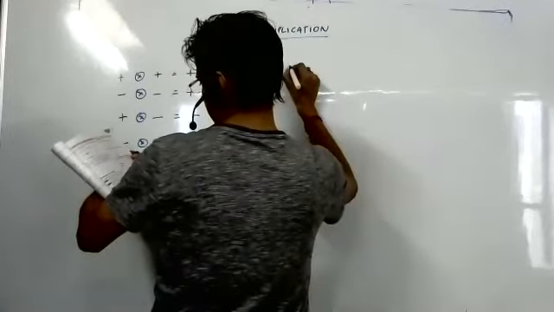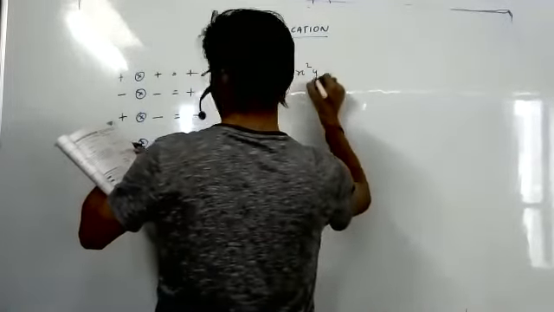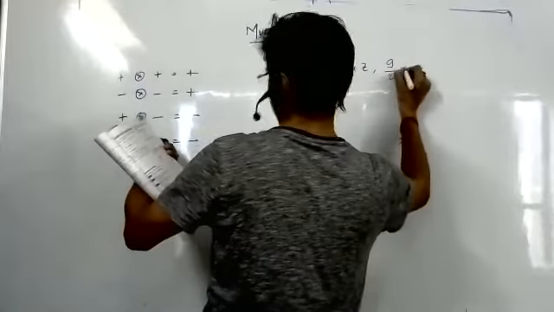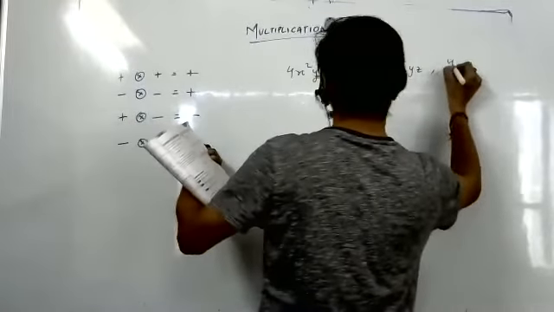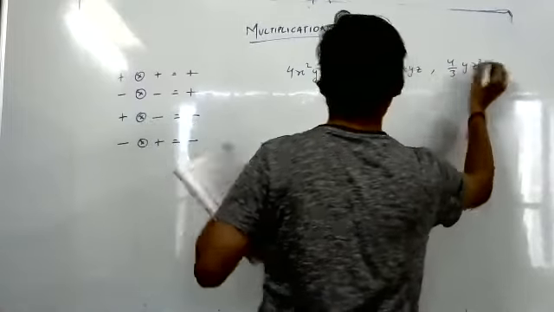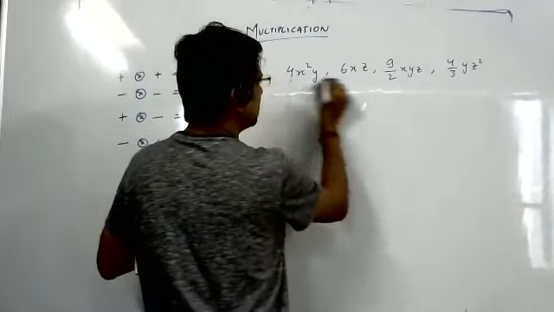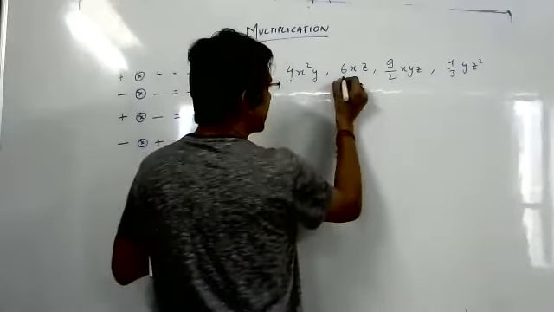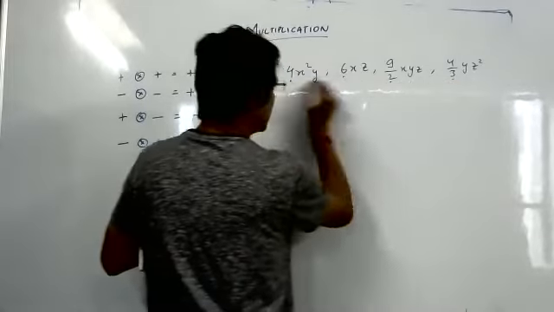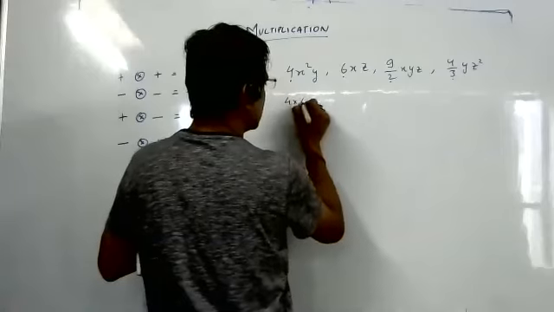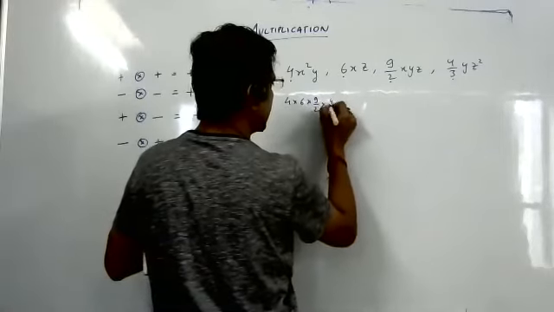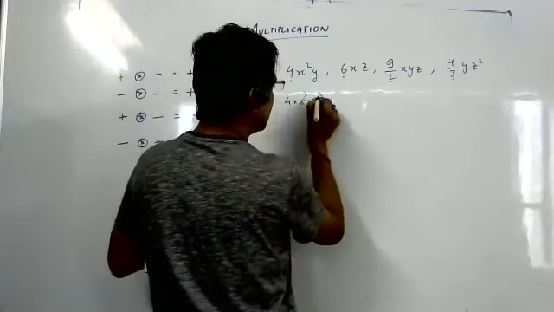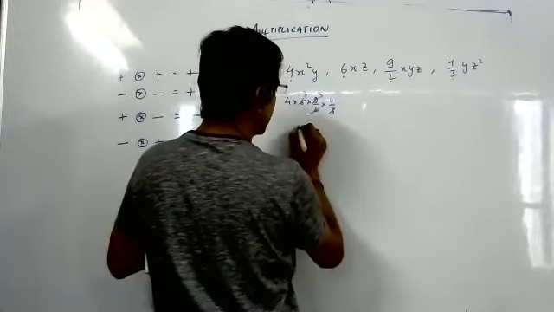The question is 4x square y, 6xz, 9 by 2 xyz, 4 by 3 yz square. Correct? So first what we have to do? We have to multiply all the signs. So all plus, plus, plus, plus, so it will be plus. Correct? Second, tell me yes if you have understood. Okay, sir. So we have to multiply 9 by 2 into 4 by 3. 3 3s are 9, 2 3s are 6. So it is 4 3s are 12, and 4 3s are 12. 12 into 12, 144.